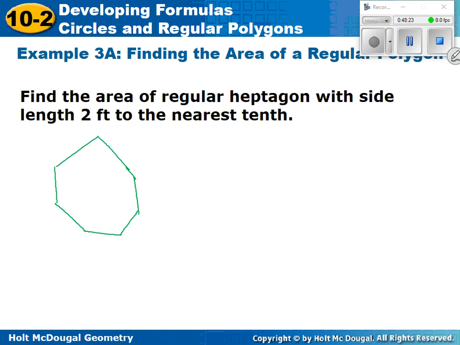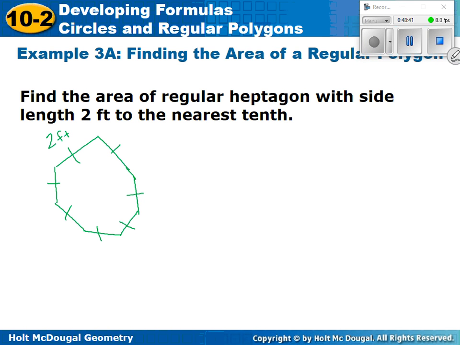I'm terrible at it, obviously. It's supposed to be regular. That does not look regular, but pretend that it does. So you need a 7-sided heptagon. What's the length of every side? 2 feet.